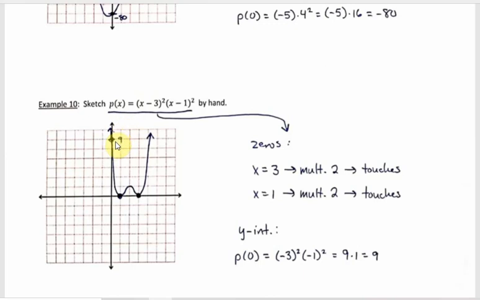But from there, you say, okay, well, it's got to touch at 1. So we come down here, touch at 1, but doesn't cross. So it'll stay on this side, but then it has to come back down again and touch at 3. And then it's going to stay on this side, so it's just going to keep going up after that. So you get sort of a W shape out of this graph.